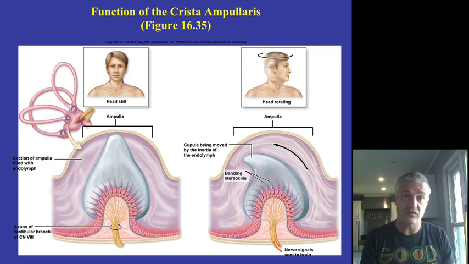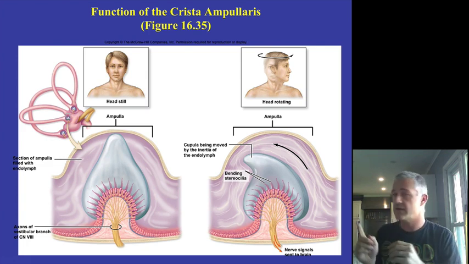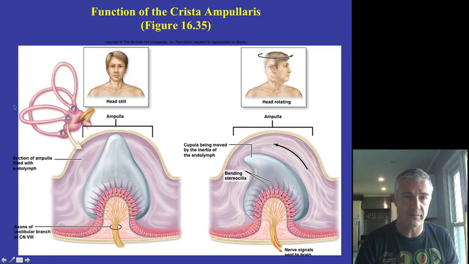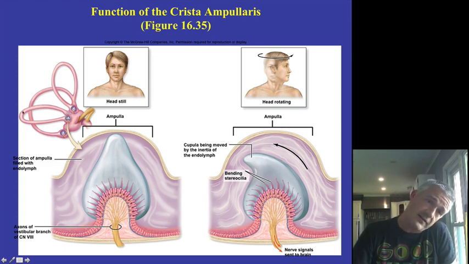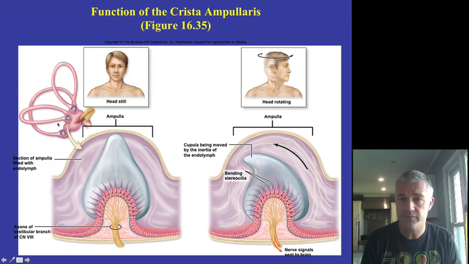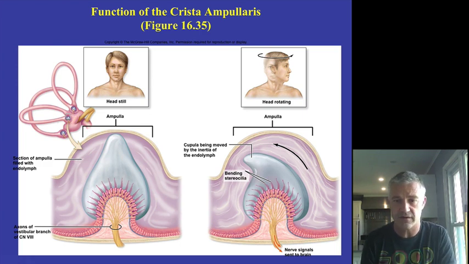You have them in each direction. This particular loop is for when you're just spinning rotationally like this. If you had your head down, that would be this loop, and if you had your head to the side, it would be this other loop right here. So you're getting those X, Y, and Z planes with these different semicircular canals.